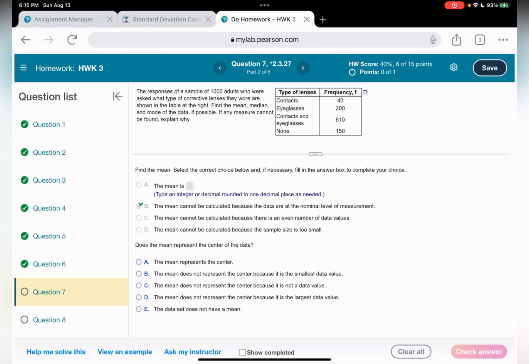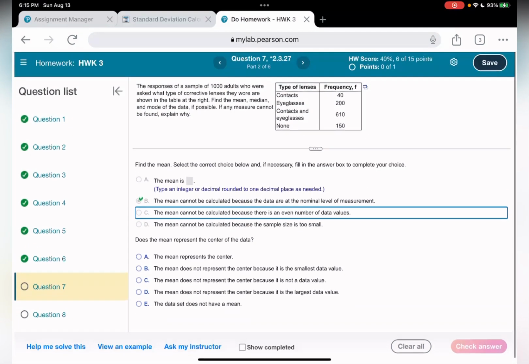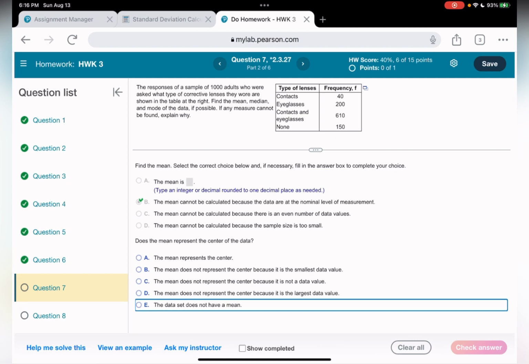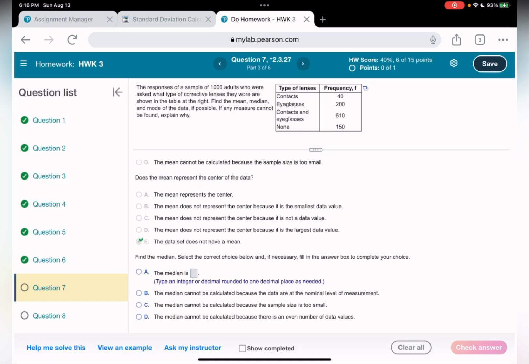Nice work. Moving to next question. Does the mean represent the center of the data? Okay, well, we already answered, right? The mean does not represent the center of the data because the data set does not have a mean. Because we have frequencies, we don't have the values of data, right? Next question.